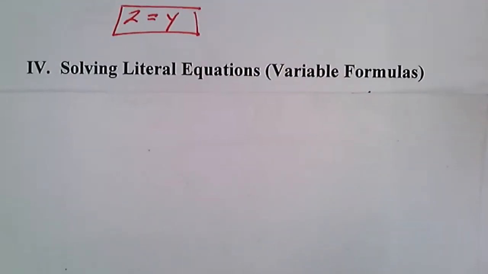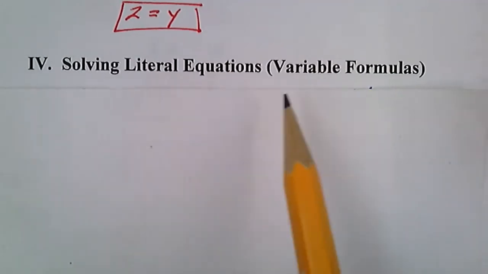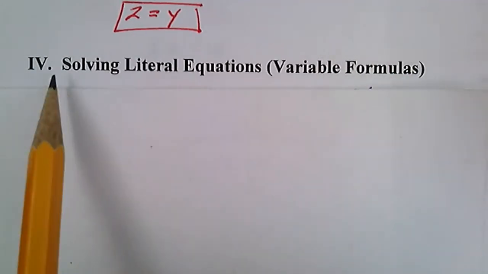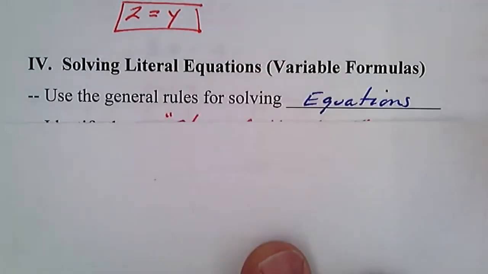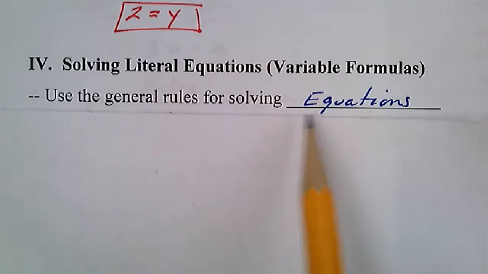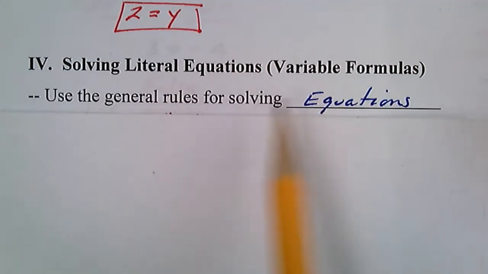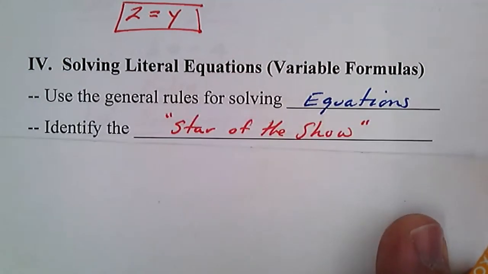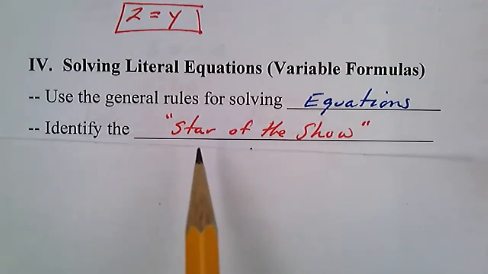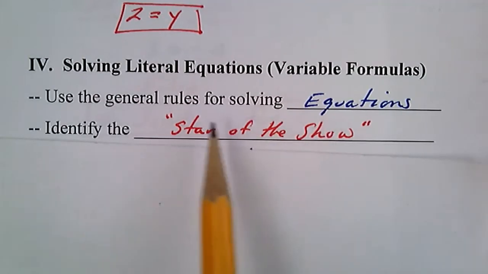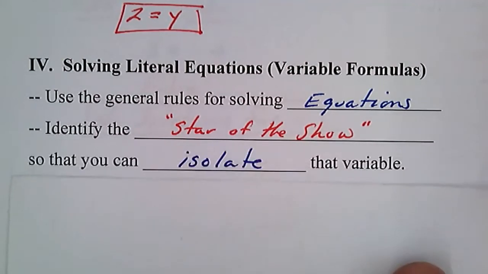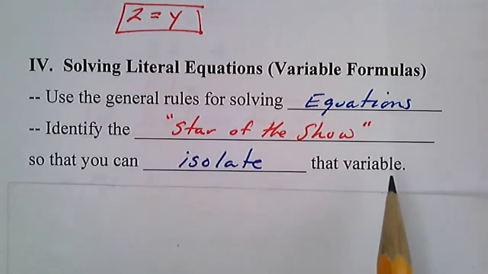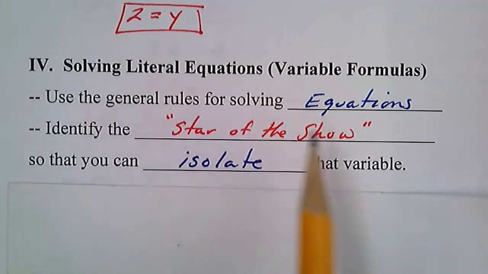Okay, so part 4, solving literal equations. These are variable formulas. If we're on distance learning, we haven't even talked about these. Use the general rules for solving equations, right? Just your basic rules. But you want to identify who the star of the show is. Who are you solving for? Who do we want the spotlight on? And then you want to isolate that variable. Whoever the star is, that's who you want to isolate.